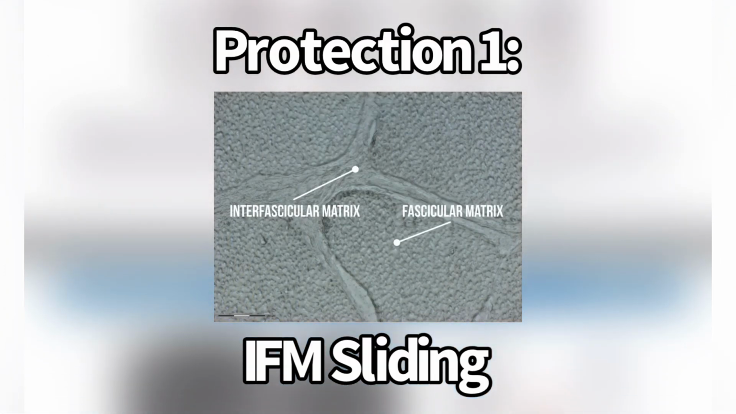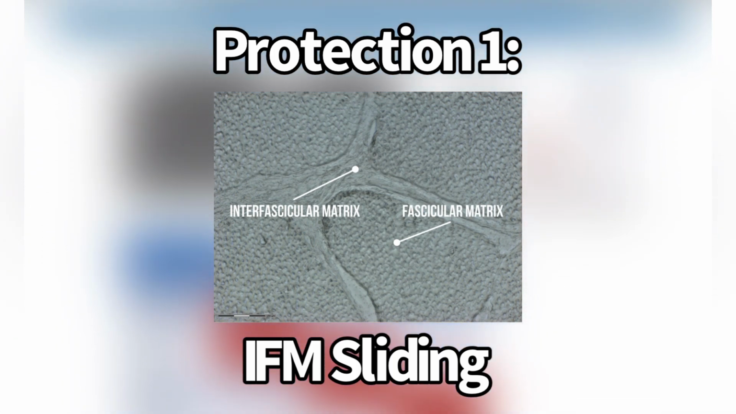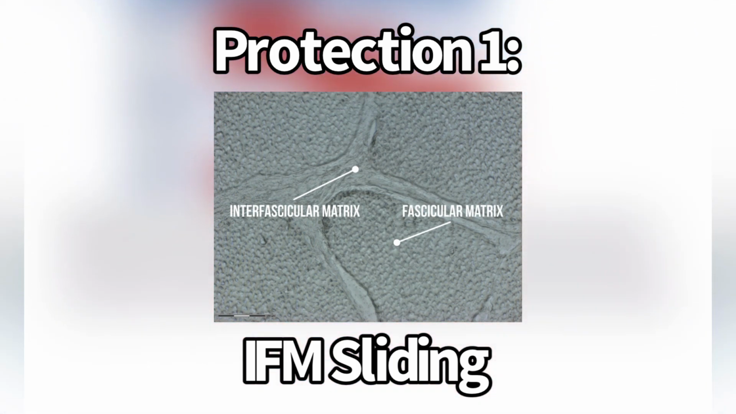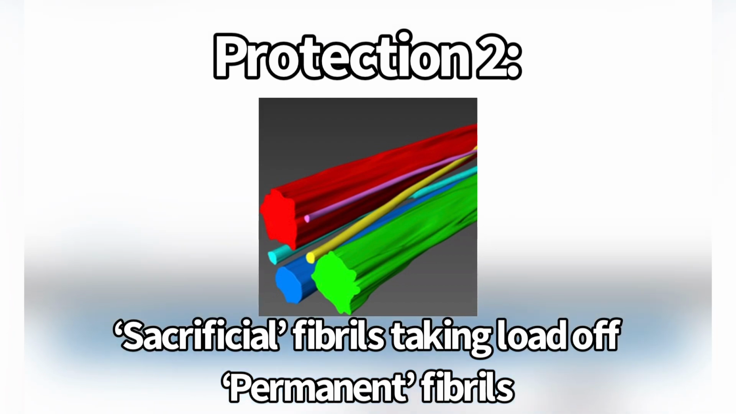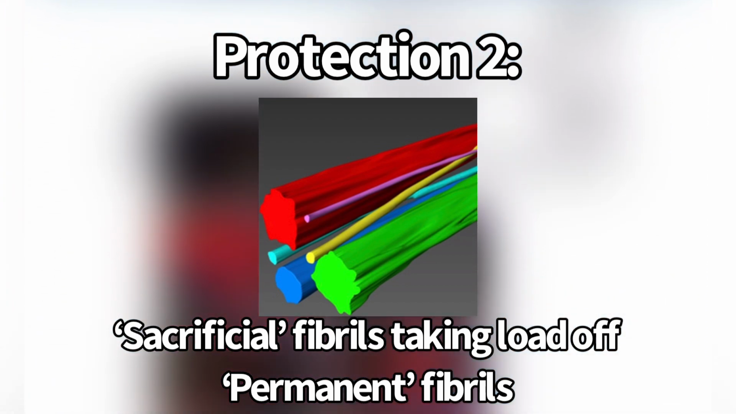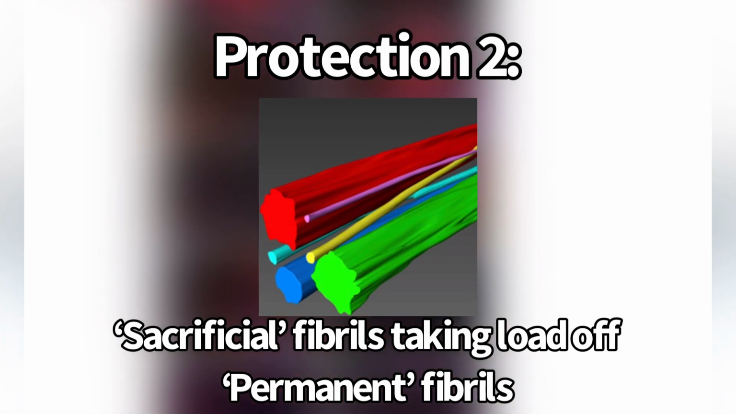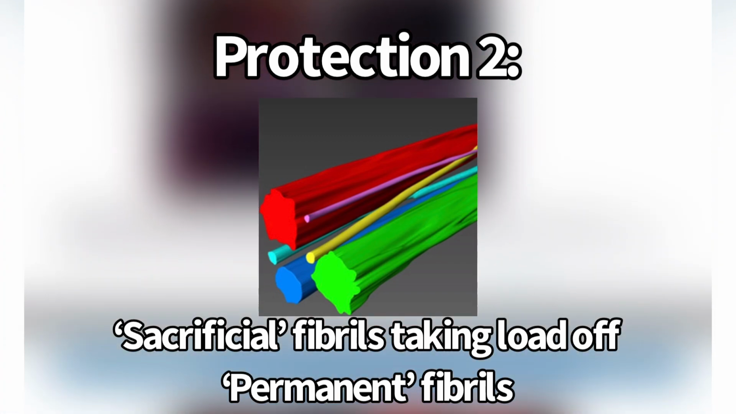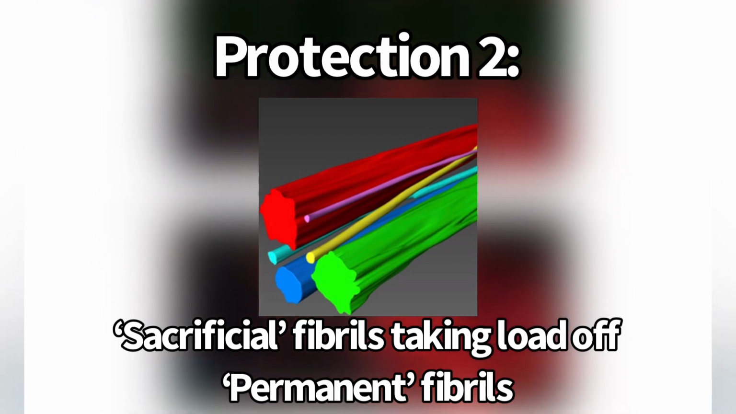So building on the video I did on the interfascicular matrix and how that protects collagen by allowing sliding between fascicles, you also have this going on. Sacrificial fibrils that are being built and destroyed every day, helping to take some of the load off of the permanent fibrils and thus protecting the collagen within those fibrils that are not changing.